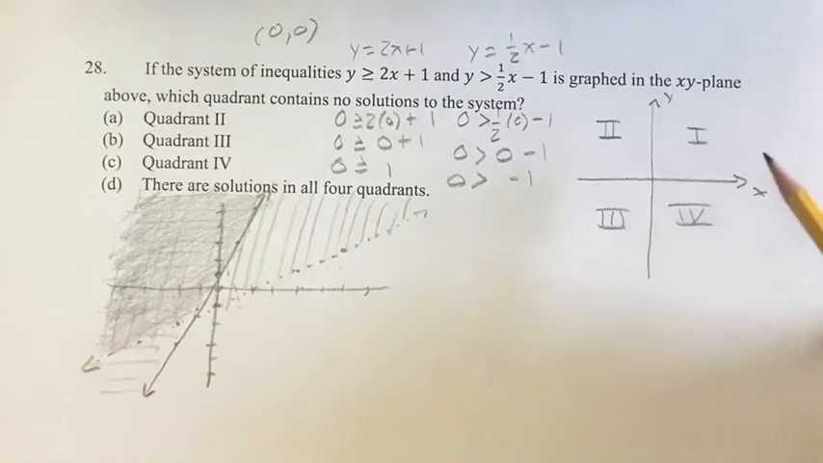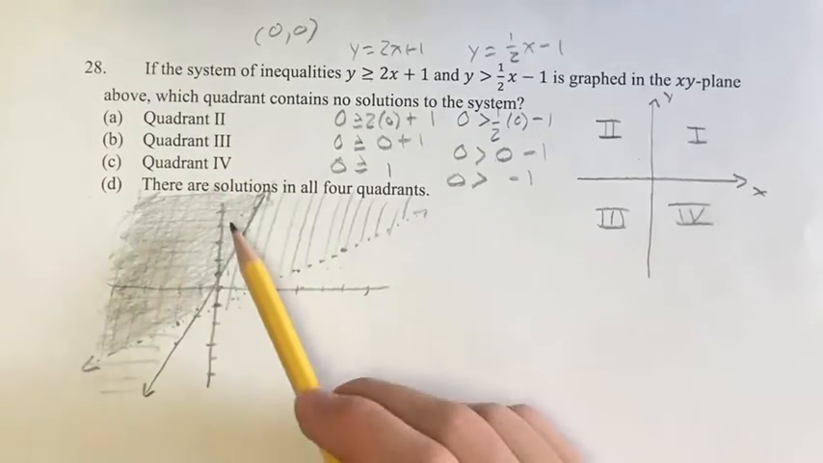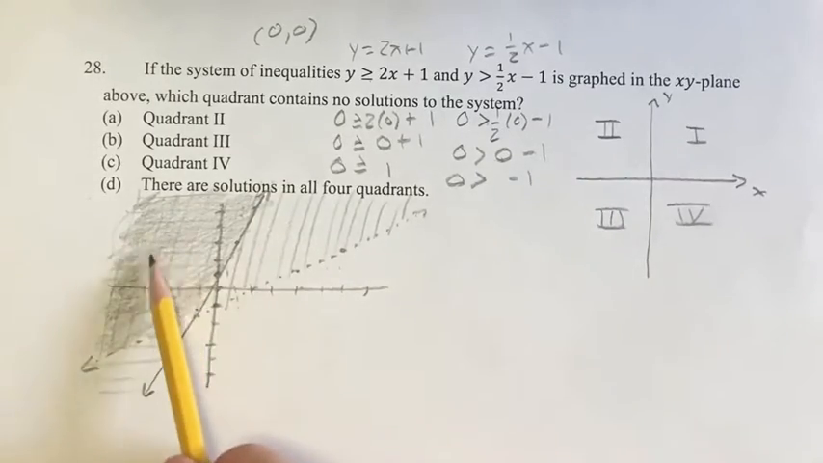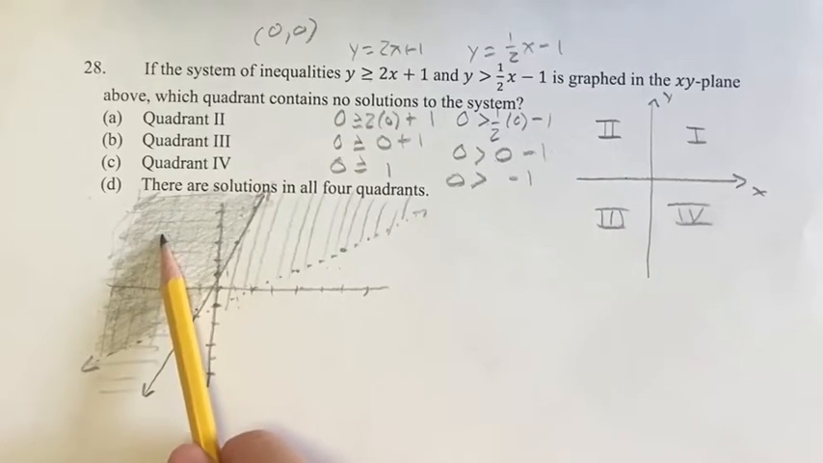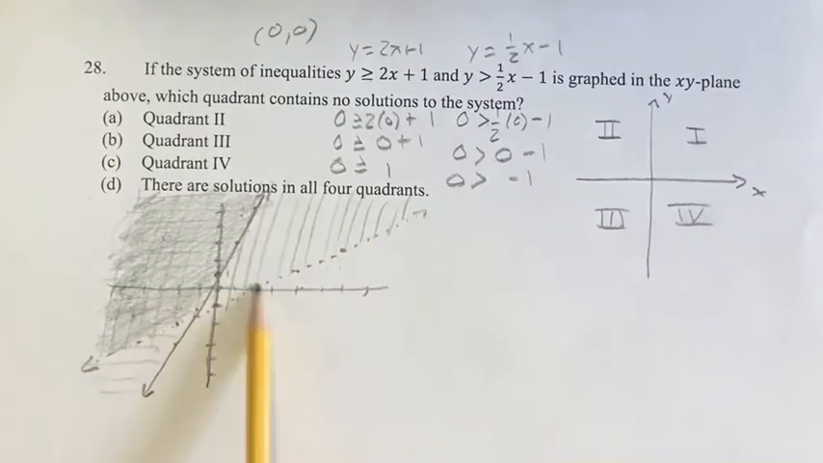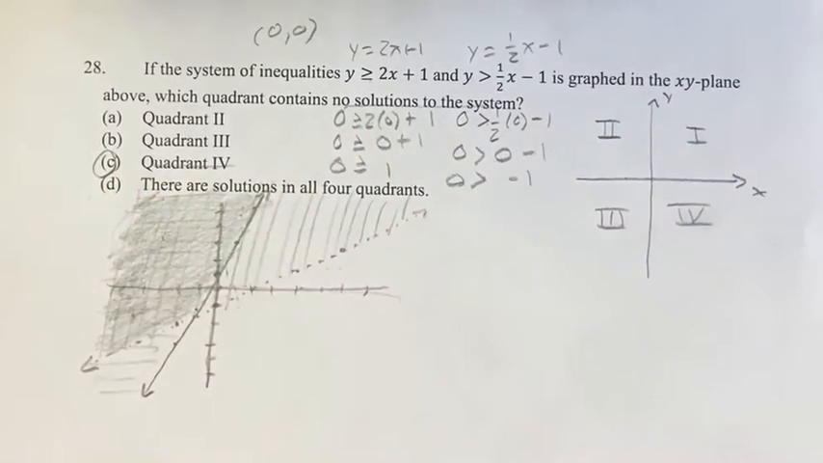we have solutions in quadrant 1. Not that it was asking about that, but we have solutions in quadrant 1. We have solutions in quadrant 2 over here. We have solutions in quadrant 3 down here. But if you look, the bounds of quadrant 4, there is no shaded in fully region, right? There are some points right here that are solutions to one, but not both in the system. So therefore, quadrant 4 contains no solutions to the system, so C is going to be your final answer.